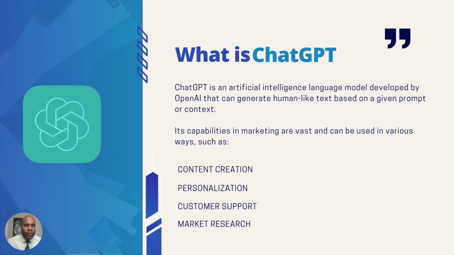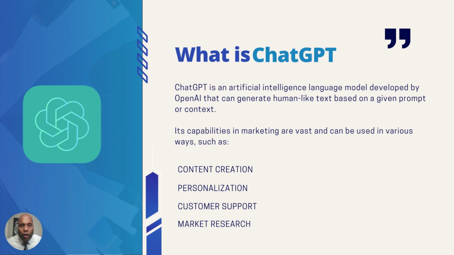So if you have no idea or maybe a little limited knowledge about what ChatGPT is, we're going to talk about it right now. ChatGPT obviously is artificial intelligence. It's a language model developed by Sam Altman. OpenAI is the name of the company. It generates human-like text based on prompts and text.